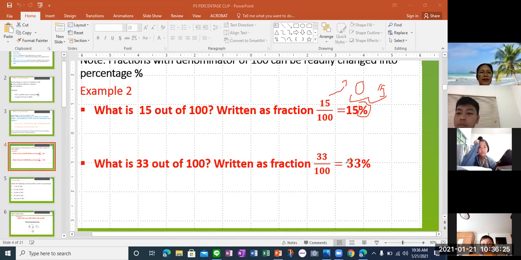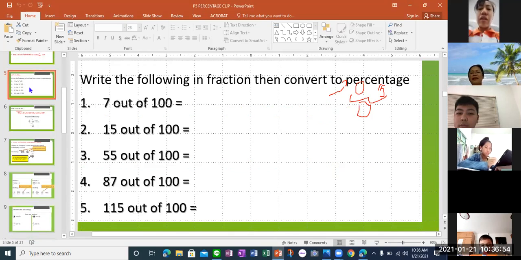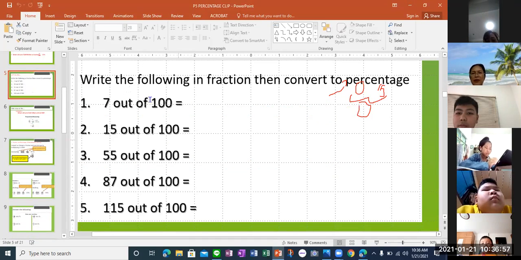So are you ready for the exercise? Can I give you an exercise now? Unmute. Unmute, kids, unmute. Okay, so let's do this one. Now here, now this is easy. There are examples. Now you can write this in your notebook.